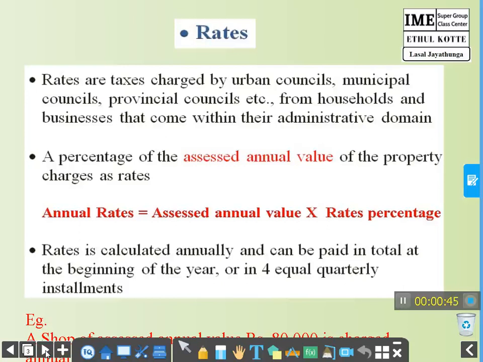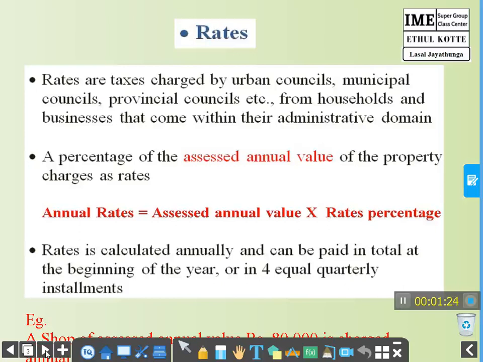What's rates? Look at the given statement here. Rates are taxes charged by urban council, municipal council, provincial council, etc. from households and businesses that come within their administrative domain. If there's any house or a business place or a property or a shop, anything in a certain administrative domain, then the owner has to pay a certain amount as a tax. So that's the tax amount we call rates.